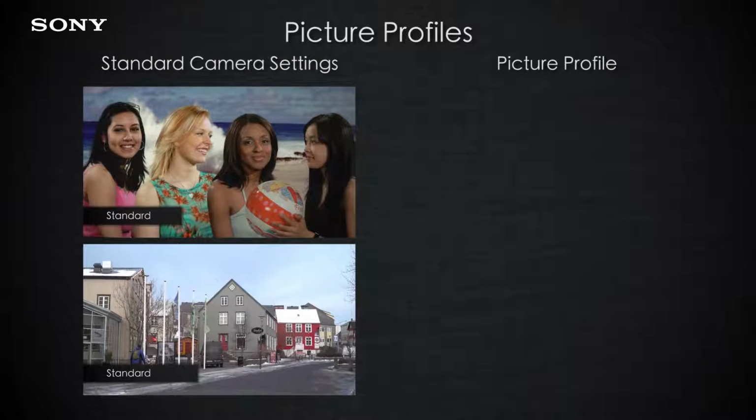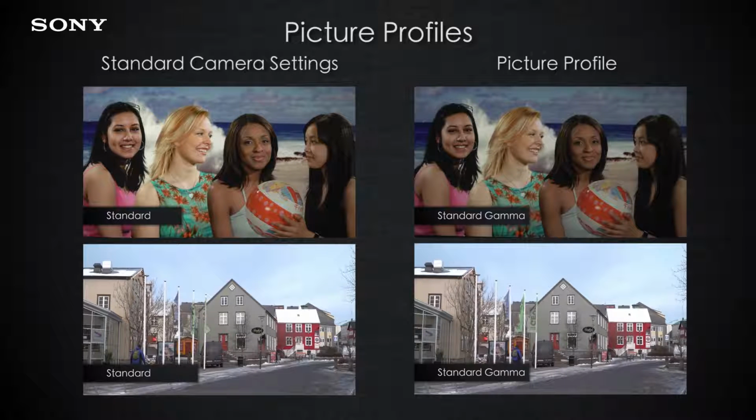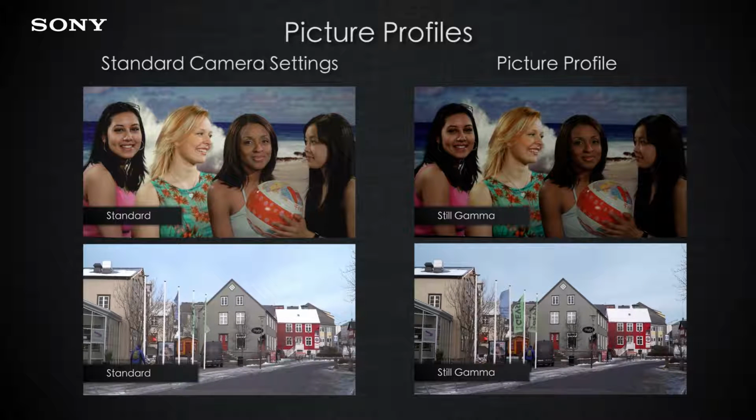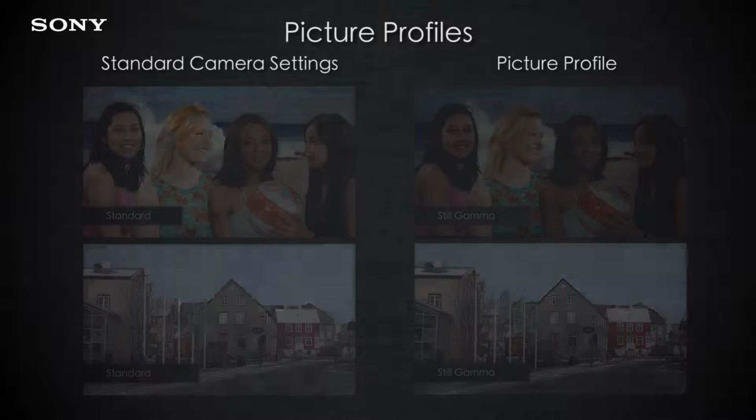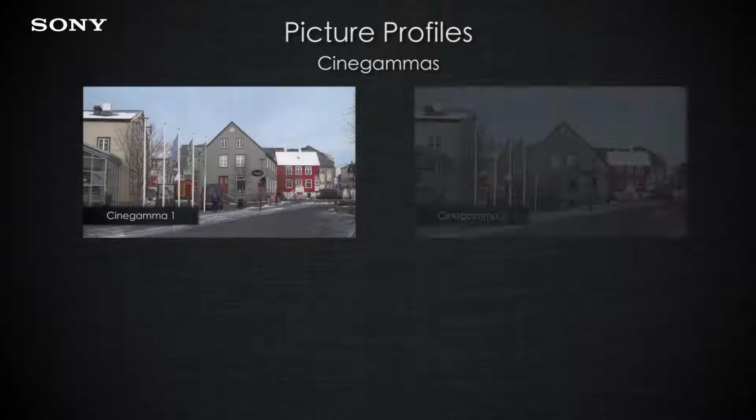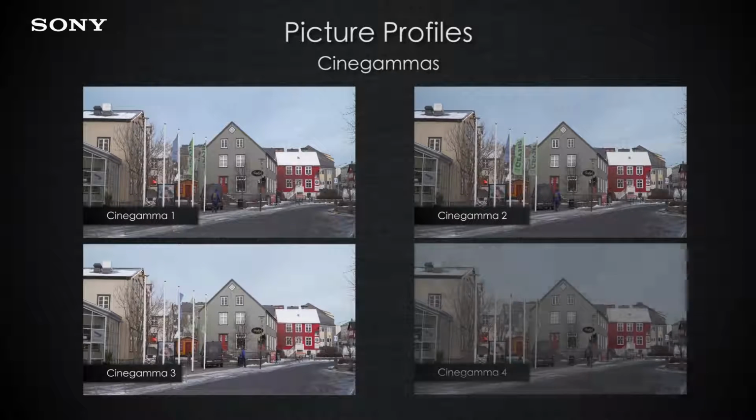If we look at the gamma options in the picture profiles, we'll see that we have standard gamma, and this is the standard gamma that the camera has coming out of the factory, designed to give you good contrast and a reasonable dynamic range. Then we have the still gamma curve, and this gives you quite a contrasty picture and mimics the picture you'd get from a DSLR. So if you're looking for a punchy, contrasty look directly out of the camera, you might want to consider this gamma curve.